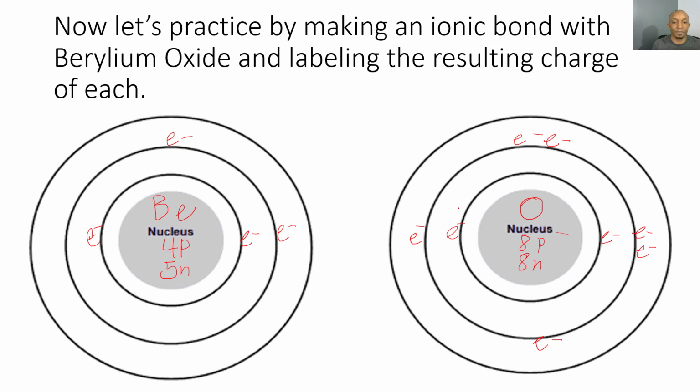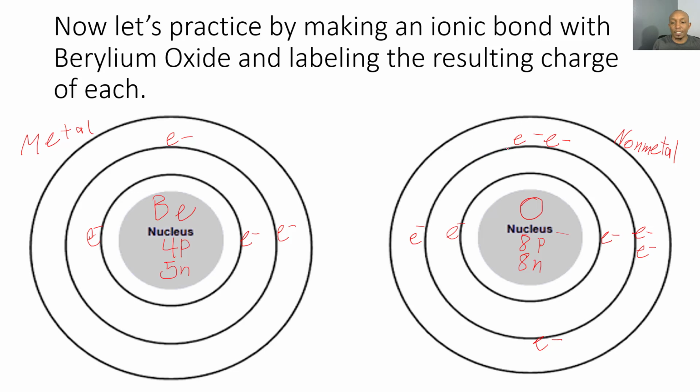But here we are. So now, if you notice, beryllium has 4 protons and 4 electrons. It has a neutral charge as of now. Oxygen has 8 protons and 8 electrons. It has a neutral charge. But since beryllium is a metal and oxygen is a non-metal, they're going to form an ionic bond in which one is going to give its valence electrons to the other in order to satisfy the octet rule.